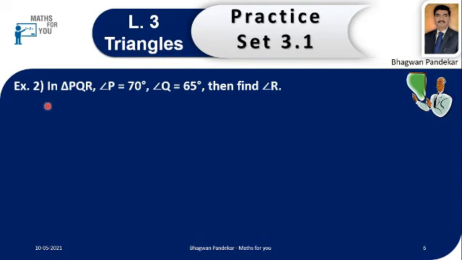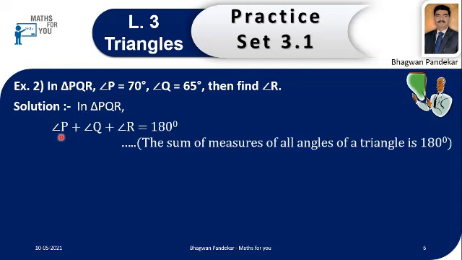Example number 2. In triangle PQR, angle P is equal to 70 degrees, angle Q is equal to 65 degrees. Then find the angle R. Solution. In triangle PQR, angle P plus angle Q plus angle R is equal to 180 degrees. Reason is the sum of the measures of all angles of a triangle is 180 degrees.